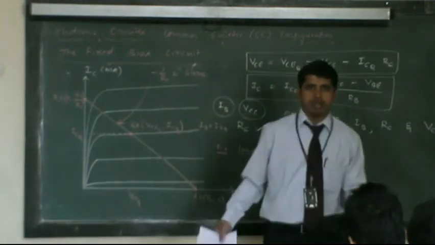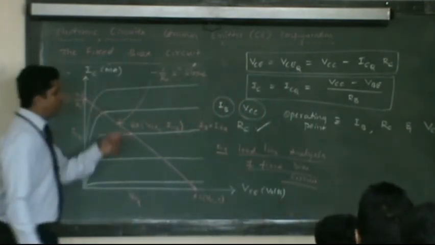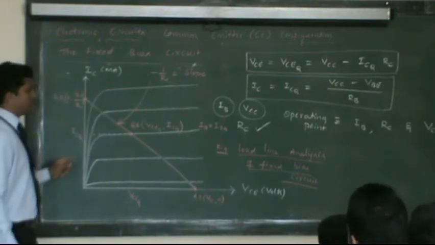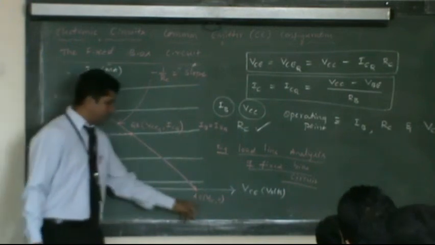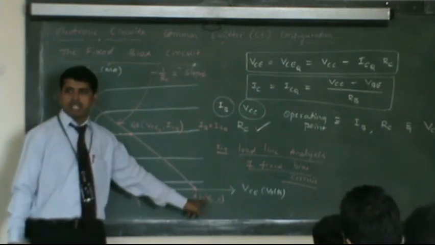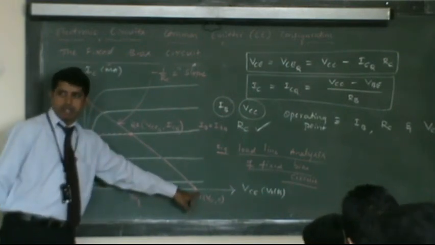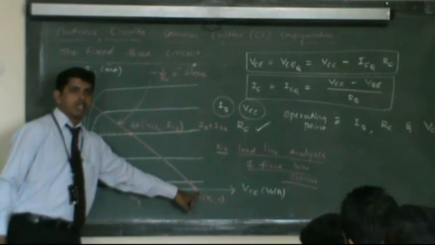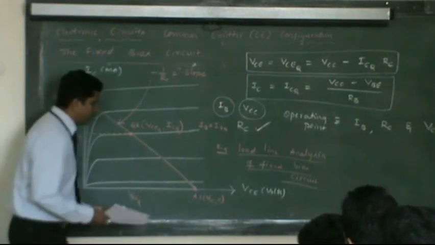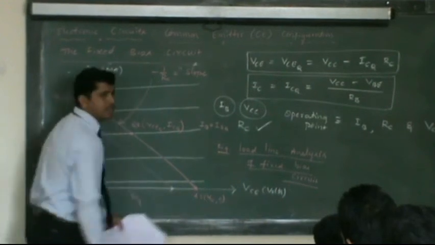Case number 3 also. IB is constant, RC is constant, VCC changes. VCC is also here, so these two points will change. Assume I make a larger value of VCC, this is going to be the point. If I make a smaller value of VCC, this line itself shifts. I will get a point somewhere here, and this point somewhere here. You see that my load line becomes this.